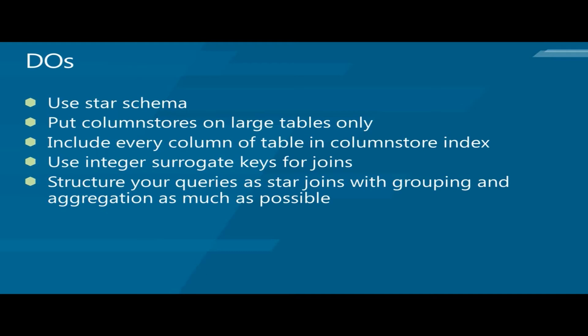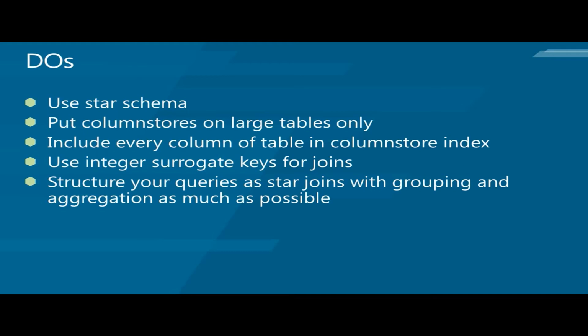Okay, that's it for questions. So, some do's and don'ts with column store to get good performance. Use the star schema. Put column store indexes only on the larger tables, that is the fact tables and maybe your monster dimensions. Include every single column of the table in the column store index. It's a second copy of the data. It is not about the columns you use when you create the column store index. They're not a key. It's like an included column. It just includes every column. You want to include every column in the index if you can.